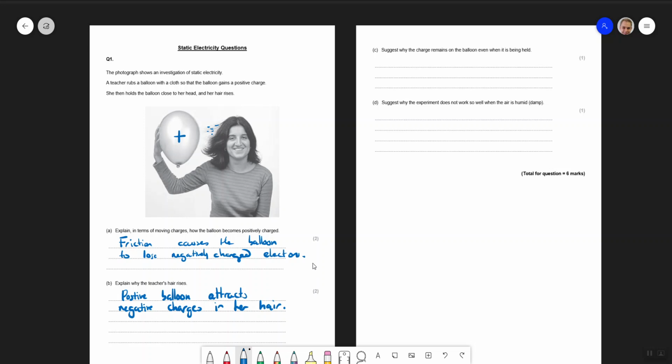Suggest why the charge remains on the balloon even when it's being held. So there is an earth connection. You could think, oh look, we've got negative electrons down in the earth. They could come up, go around the outside and onto that. The thing is, this is an insulator, which means that charges can't move very easily through insulators. So it takes time for this to occur.